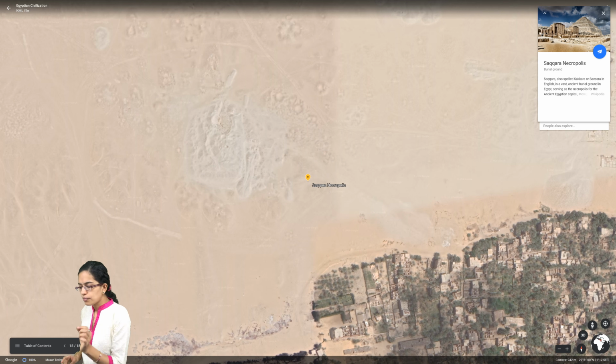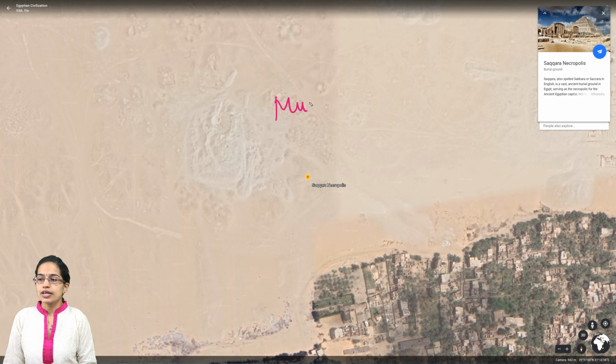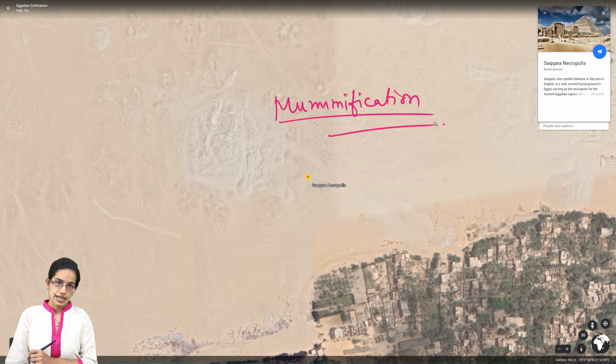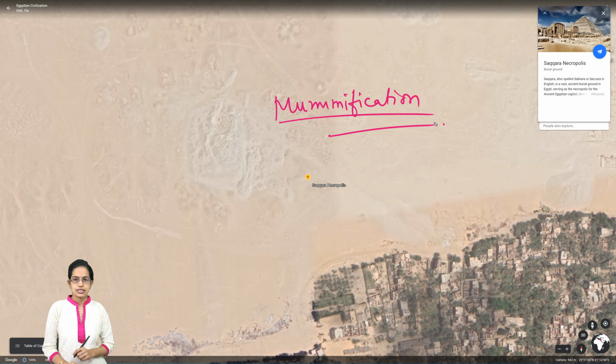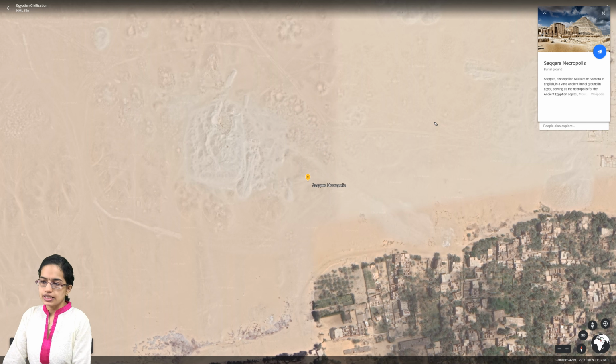But this whole process of mummification, as it is called, is very, very important because it shows exceptional development in the field of medical sciences of the Egyptian civilization. So Egyptian civilization was known for its medicinal development, for its scientific development, and also for advancement in sciences.